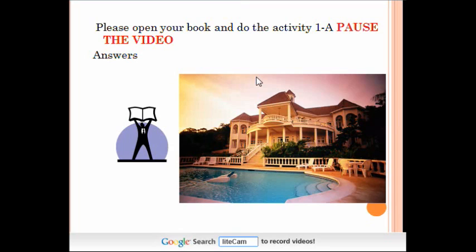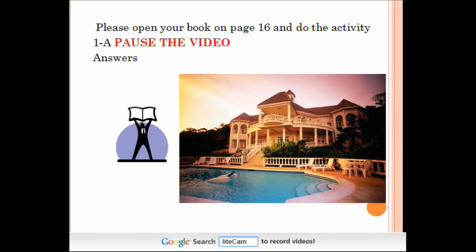Very good. So the first activity is please open your book. It's on page 16. And we are going to do the activity 1A. Okay, pause the video in this moment before you continue. Okay, so let's go over the answers. Yes, we have brag is positive, comfortable positive, convenient positive.